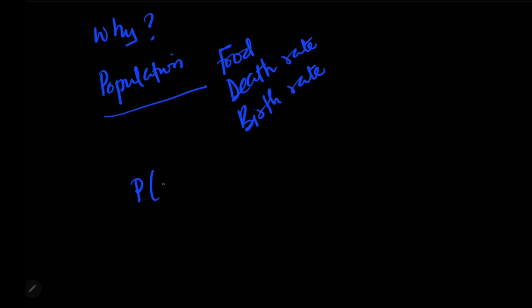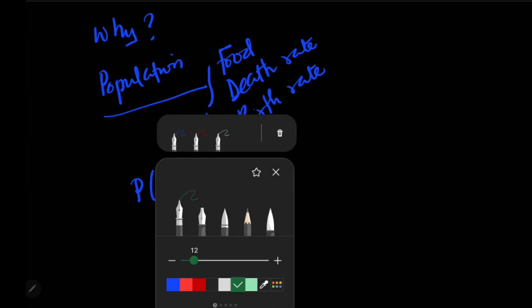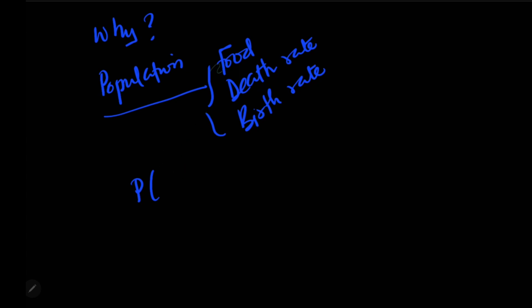It could be dependent on the availability of food, the death rate, the birth rate, and other factors. Let's say the number of jobs available, the number of females, and a lot of that. So the population would have to be a function of all of this. And for that reason, we can't just say that it's dependent on only one thing.